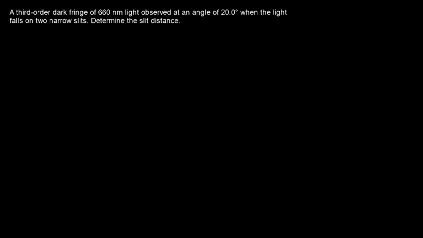Okay, let's try one final example where we're looking at the slit distance. We have a third order dark fringe. That's really important because that changes the equation we're going to use a little bit. A third order dark fringe means that we have an N value of 3, not an M value, because M is for bright fringes only. We have a wavelength of light of 660 nanometers, so 6.60 times 10 to the negative 7 meters. And we have some angle, theta, but more specifically theta 3. It doesn't really affect your equation, but it's just good notation.